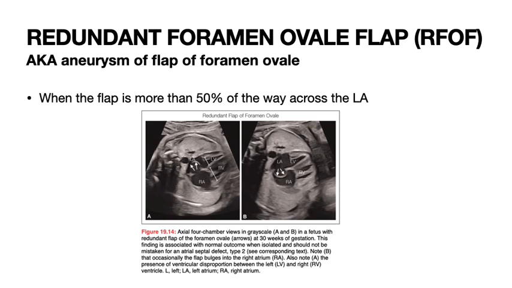All right, this is just a little entity here that we occasionally see, a redundant foramen ovale flap, also called an aneurysm of the flap of the foramen ovale. And generally, to meet that criteria, the flap needs to be more than halfway across the left atrium. Now, sometimes it's so redundant that it can kind of flap back and forth, and the picture on the right shows that it actually flapped back into the right atrium. That might make you think that there's some isomerism, but in those cases, you'll see it flap back over to the left.